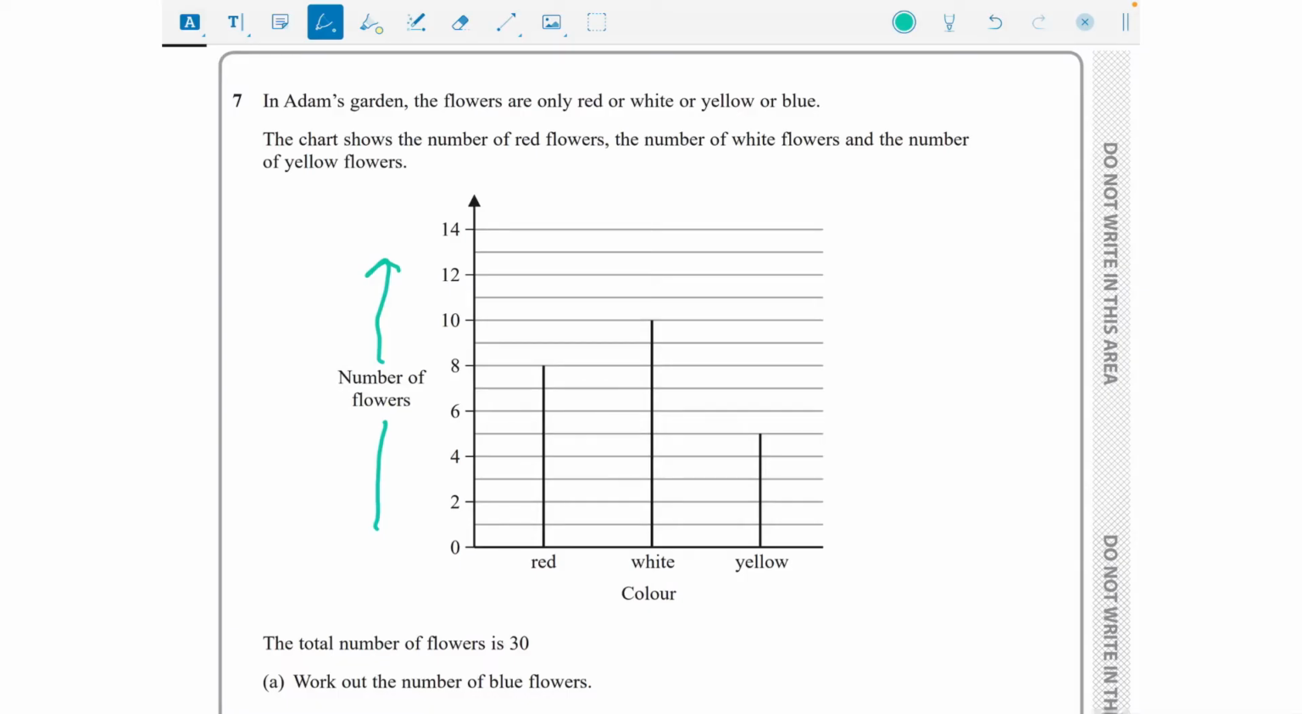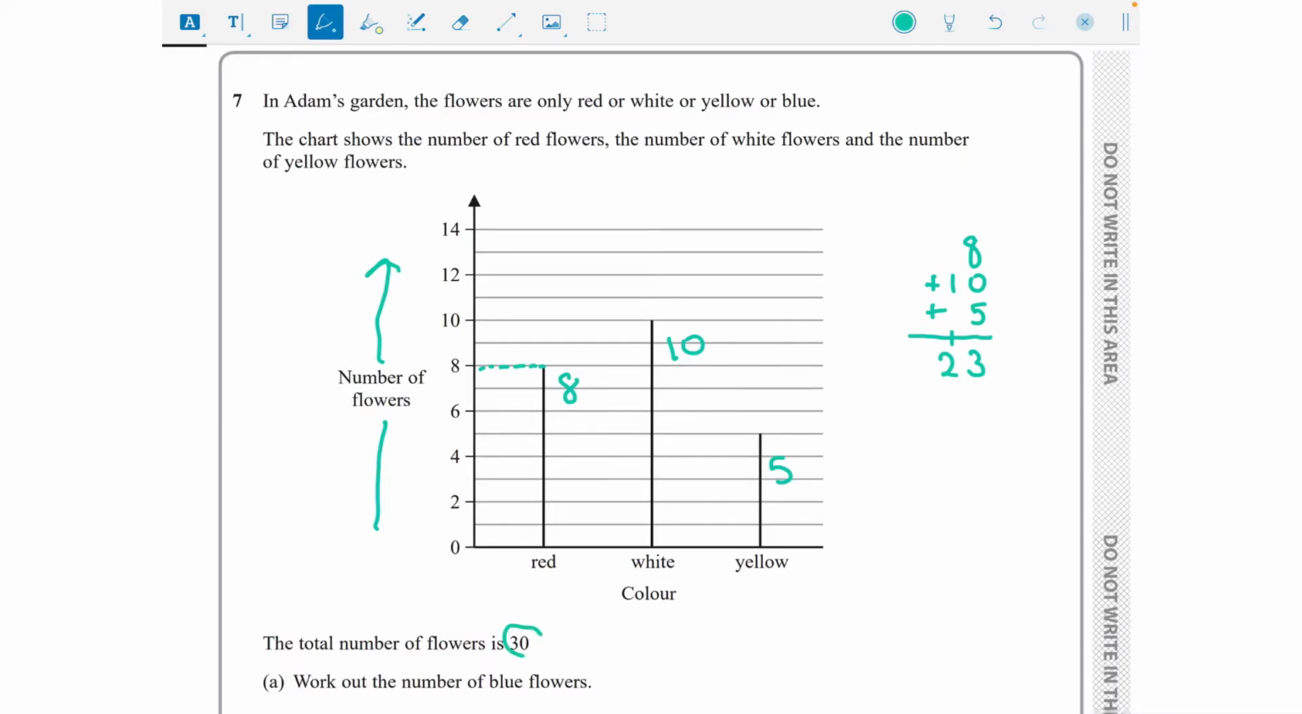So red, we can see that that goes up to 8, so we've got 8 red flowers. For white, we've got 10, and for yellow, we've got 5. Now if I do 8, add 10, add 5, 8 add 5 is 13, carry the 1. 1 add 1 is 2. So we can see that's 23 flowers so far.